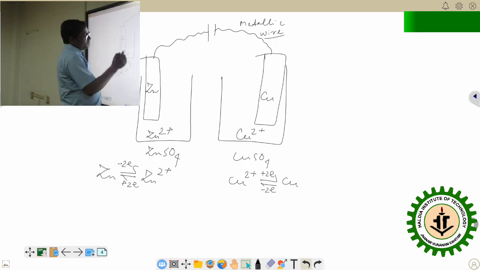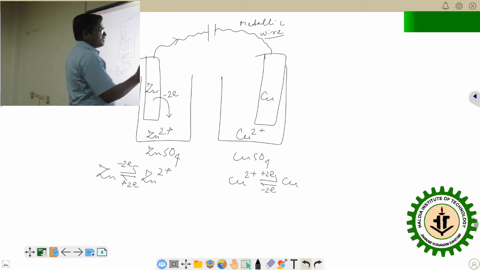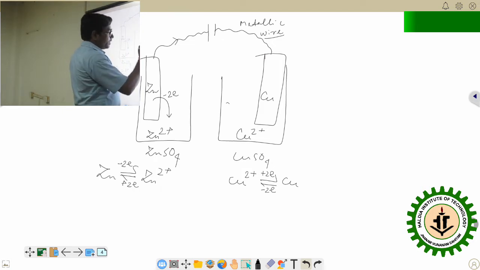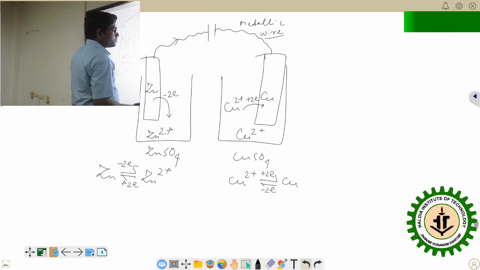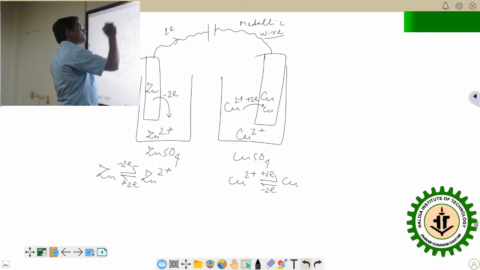Similarly, when the zinc rod is placed in the solution of zinc 2 plus, zinc has the tendency to be oxidized by losing 2 electrons. These 2 electrons flow through the metal wire and reach the copper rod, where copper 2 plus from the solution accepts the 2 electrons and is reduced to copper 0. There is a flow of 2 electrons, and that is detected by the ammeter or voltmeter.